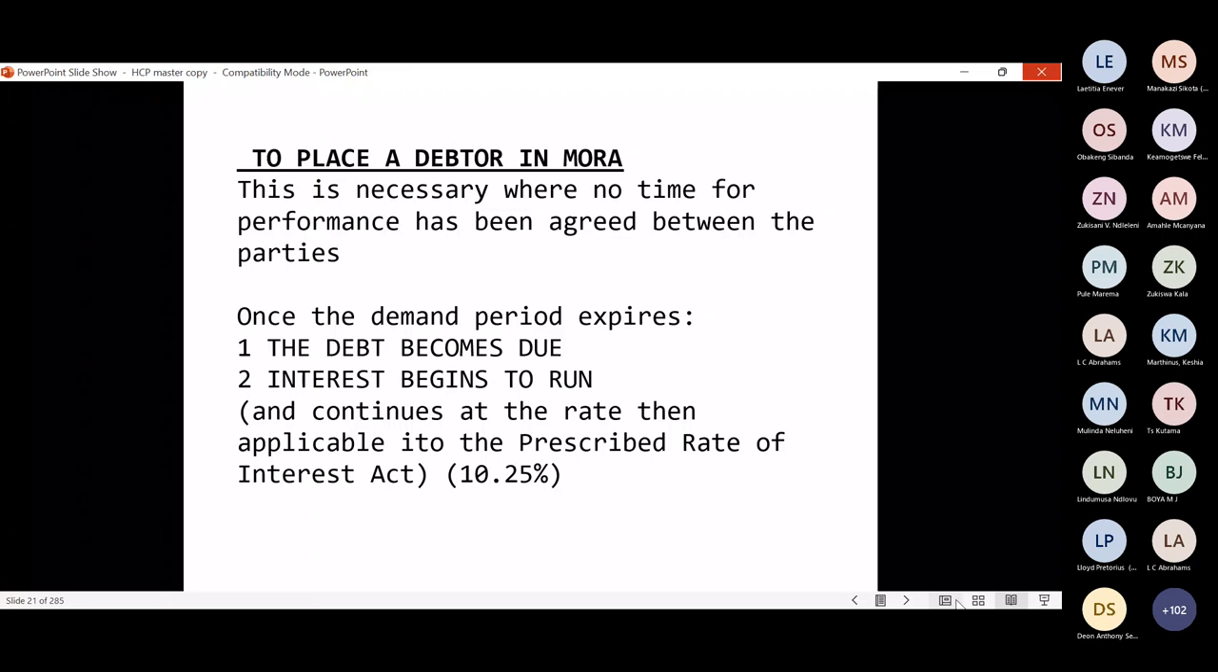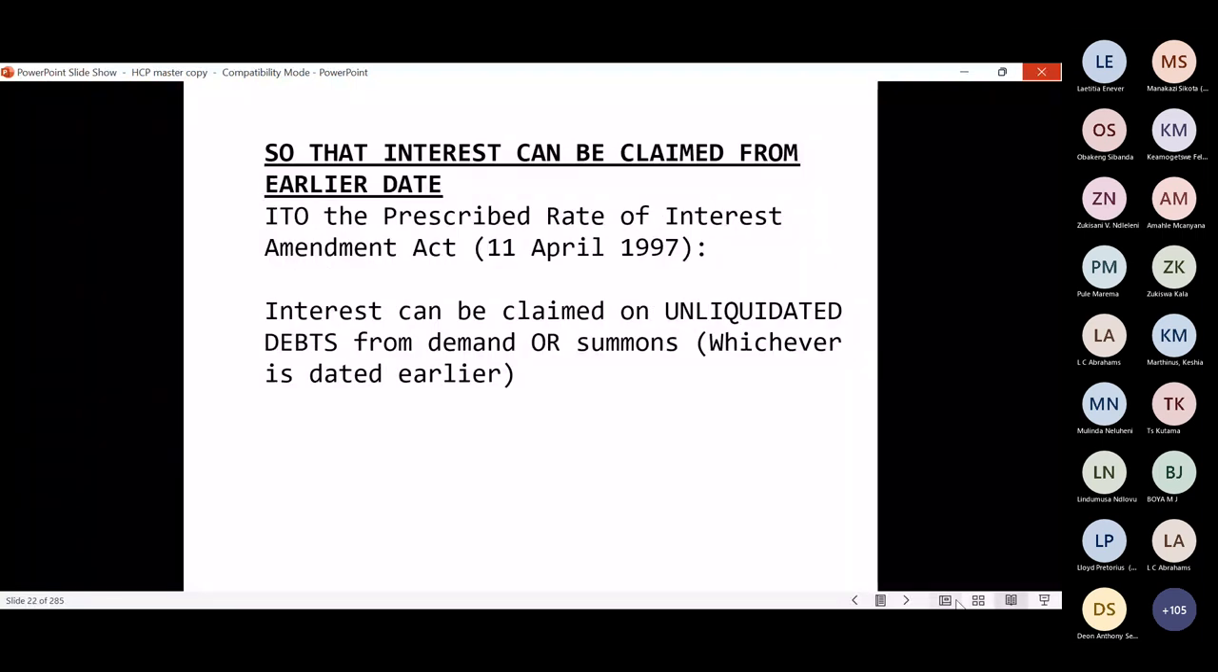Okay. So if you send a letter of demand, one of the advantages is that you can claim interest from an earlier date, from the date when your letter of demand was sent. You also send a letter of demand so that interest can be claimed. In terms of the Prescribed Rate of Interest Amendment Act, interest can be claimed on unliquidated debts, from demand or from summons, whichever date is the earliest.